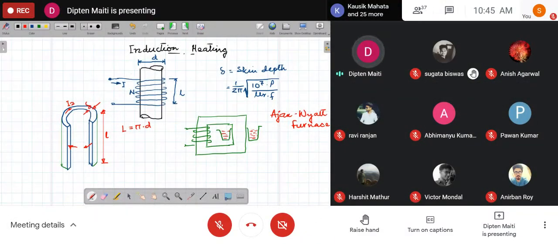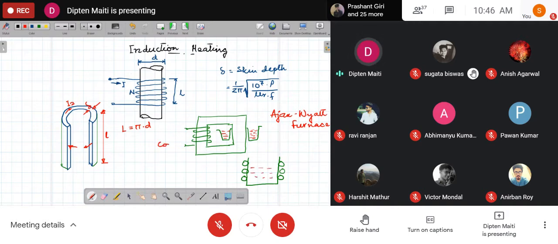And for the coreless furnace, usually we have something like this. Let's say this is the furnace structure, and there the charge would be. So over on the side of the furnace, we would have the conductors put, and through the conductors the current would be passed, and there would be charge inside this.